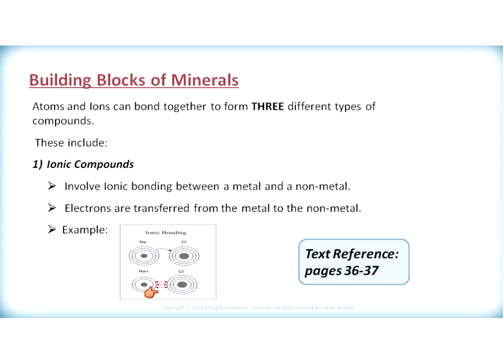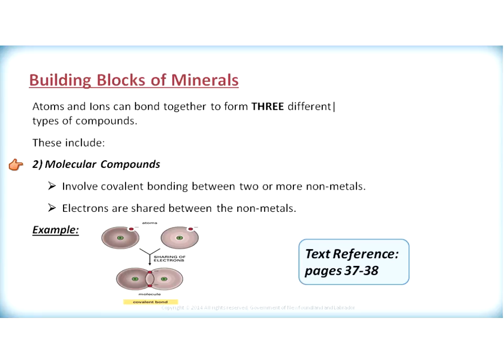And this ionic bond is a strong bond which keeps the sodium and chlorine closely bonded together to form a compound called sodium chloride, which we commonly call table salt. Text references on ionic compounds can be seen on pages 36 and 37 in your text.